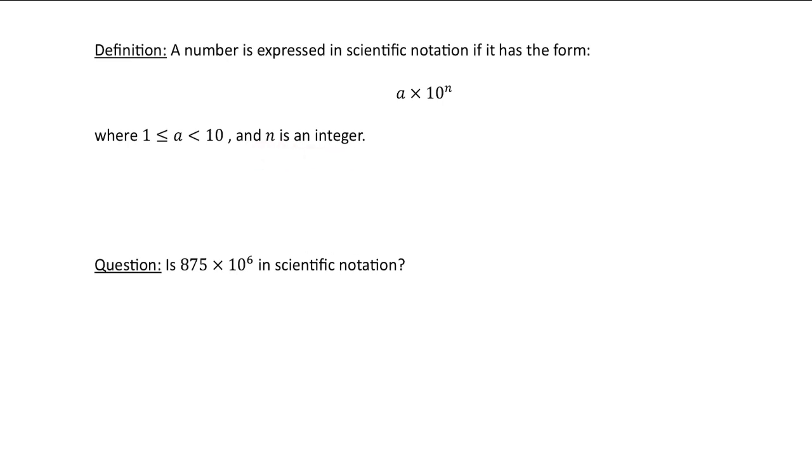Okay, let's look at an example. Question: is 875 times 10 to the sixth power in scientific notation? It looks like it has this form up here, where n is 6 and a is 875, but the problem is that the 875, the a, is not between 1 and 10. We need a number between 1 and 10. We'll talk about how you convert back and forth between standard notation and scientific notation, but it turns out this number we'd have to write as 8.75 times, not 10 to the 6th, but 10 to the 8th power. And that would be written in scientific notation.